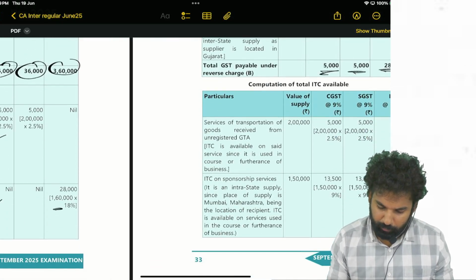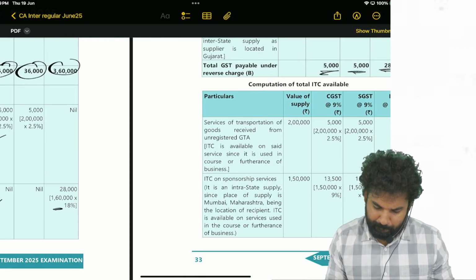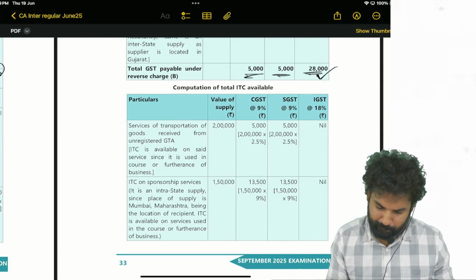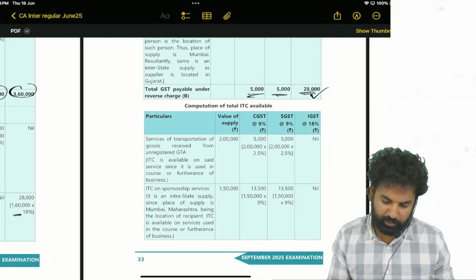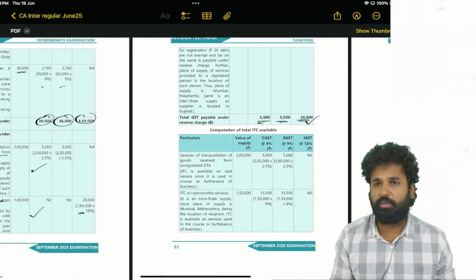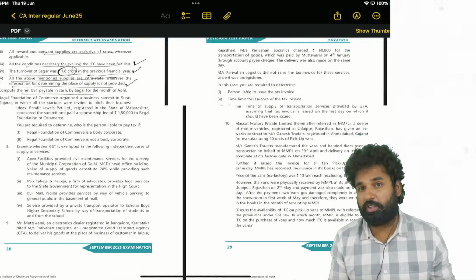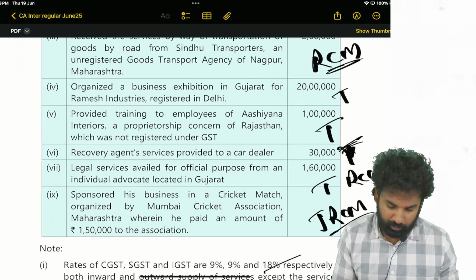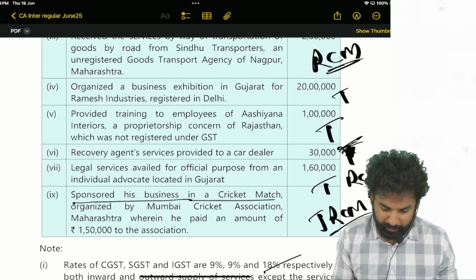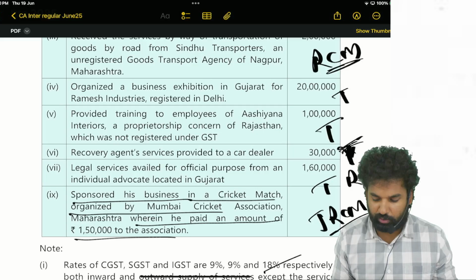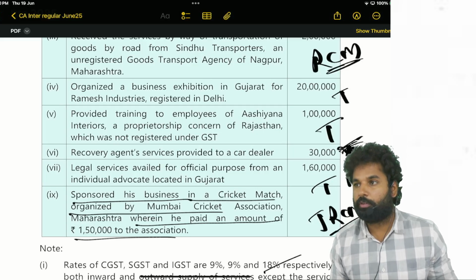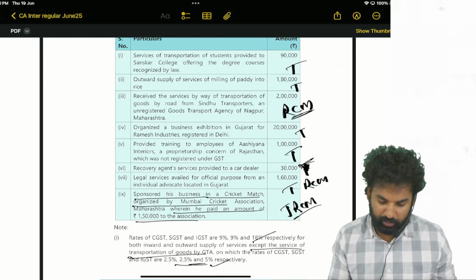What about sponsorship services? This is inward supply only, no? Sponsorship services are inward or not? Sponsored his business in a cricket match organized by Mumbai, wherein he paid an amount of 1,50,000. Okay, sponsorship services, reverse charge mechanism or not?